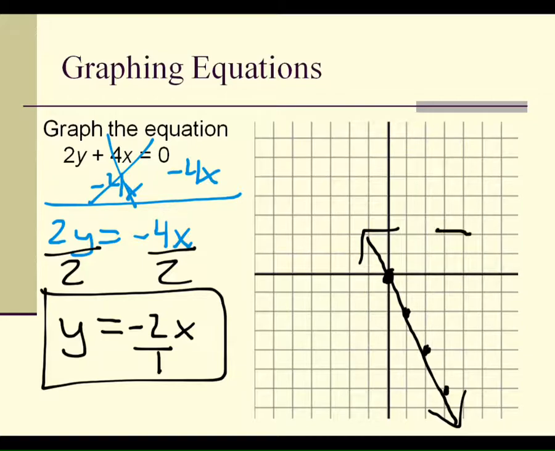So if I ask you, for example, is the point 1, negative 2 on this line? Well, first you could just look. Is the point 1, negative 2 on this line? It is, right? Or I could plug it in, either up here or up here.